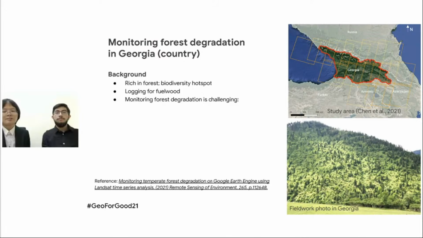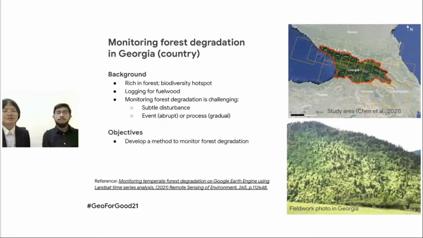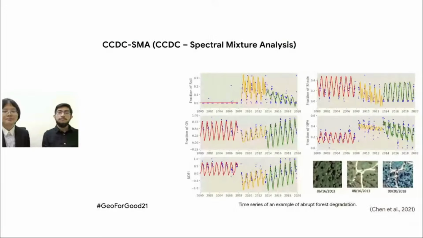However, monitoring forest degradation is challenging. First, forest degradation are usually subtle disturbances, and it can either be an event or a process, which complicates the monitoring. The objective of this research is to develop a method to monitor forest degradation and quantifying forest degradation in Georgia. There are two types of forest degradation.